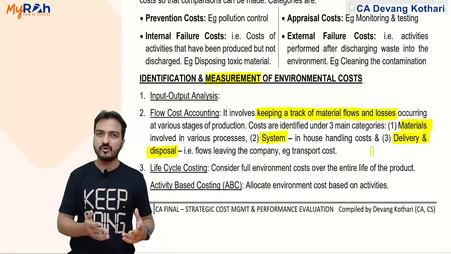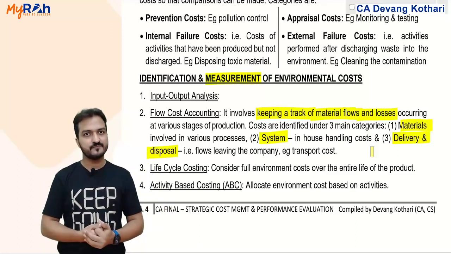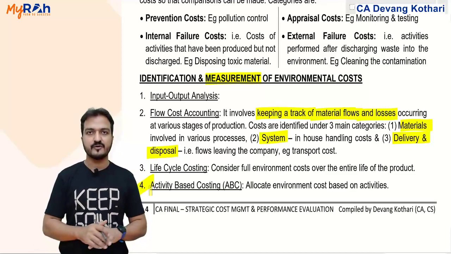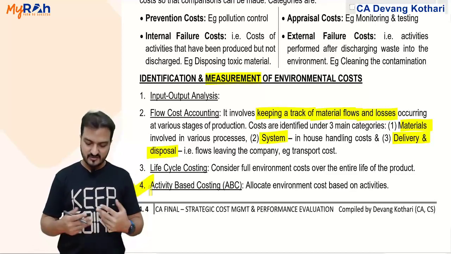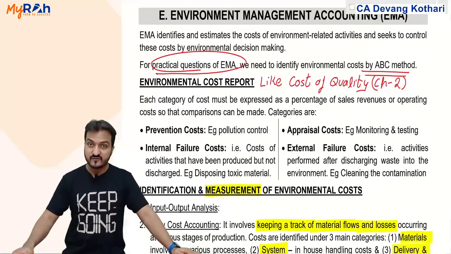This last topic has been asked almost 2 times until now as a direct theory question. Measures of environmental cost, how to measure environmental cost. These are the 4 methods. Practical questions you will get will be regarding only the 4th measure here. So that covers chapter number 4, revision of chapter 4.